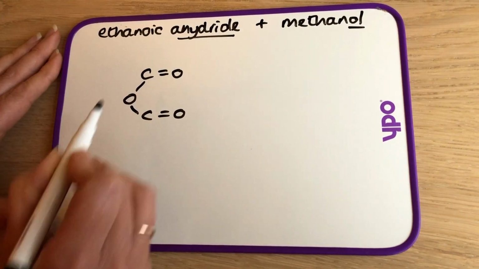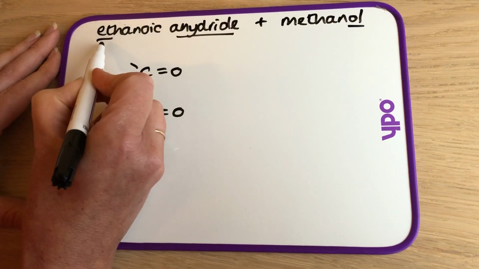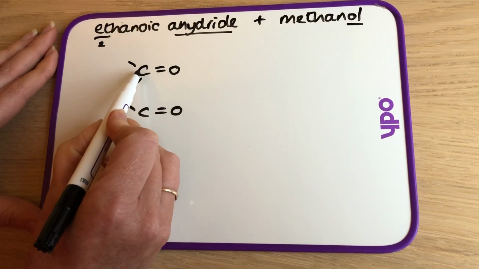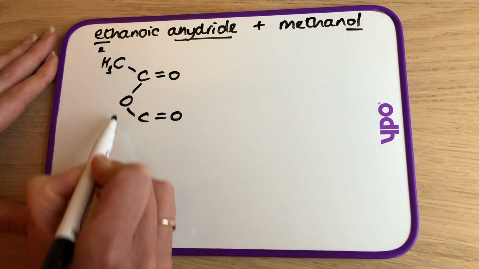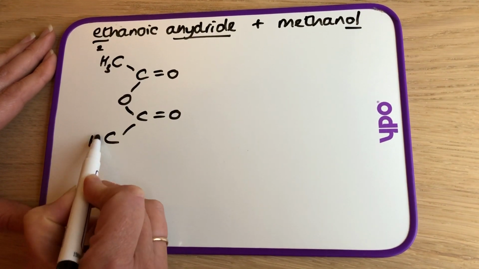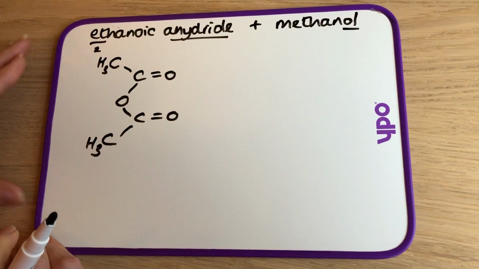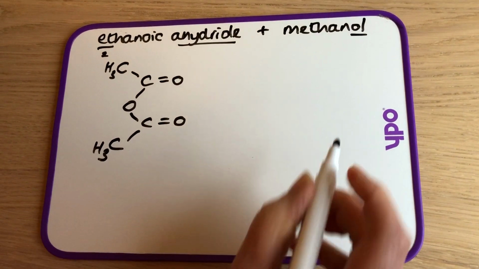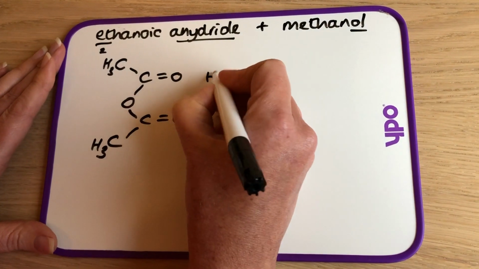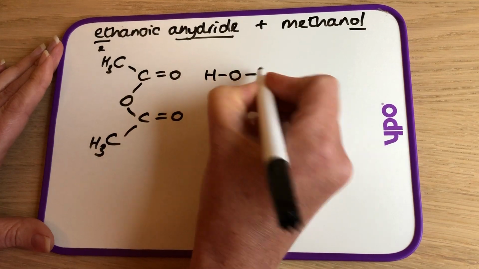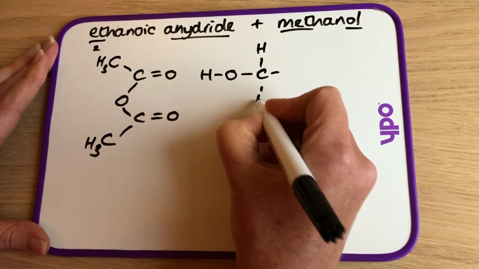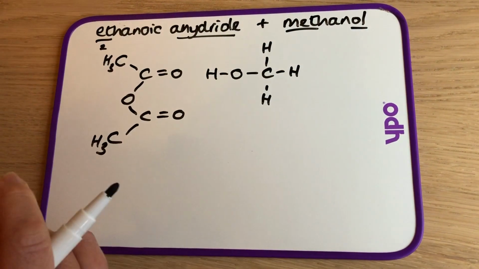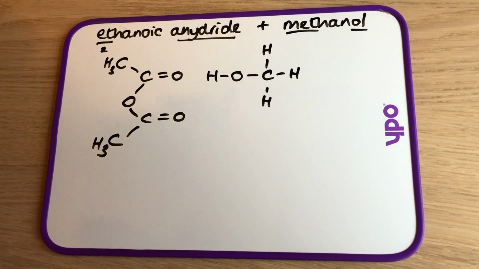Okay, so if it's ethanoic, then eth, remember, is 2 carbons, so there's carbon 1, and here's your second one. So just a CH3 there. Okay, so there's your ethanoic anhydride. The methanol then, if we just kind of park that up here, so meth is just 1 carbon. Okay, so there's that methanol.